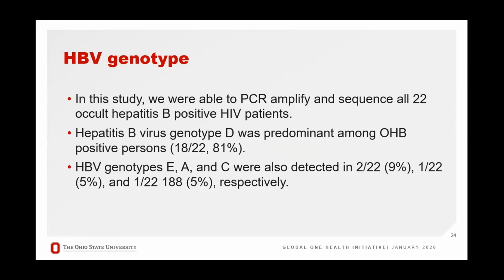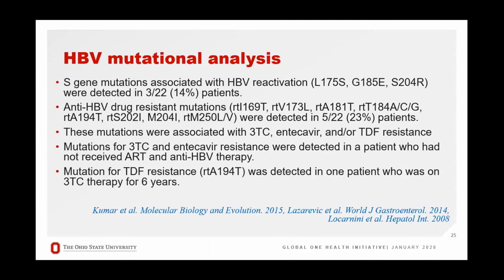Unlike the overt hepatitis B virus patients, where genotype A was the dominant genotype, in occult hepatitis B virus, genotype D was found to be the dominant genotype. In the hepatitis B virus mutational analysis, S gene mutations associated with hepatitis B virus reactivation were detected in 3 patients, around 14%, and anti-hepatitis B virus drug resistance mutations of different types were detected in 5 patients, which accounts for 23%. These mutations were associated with 3TC, entecavir, and/or TDF resistance.